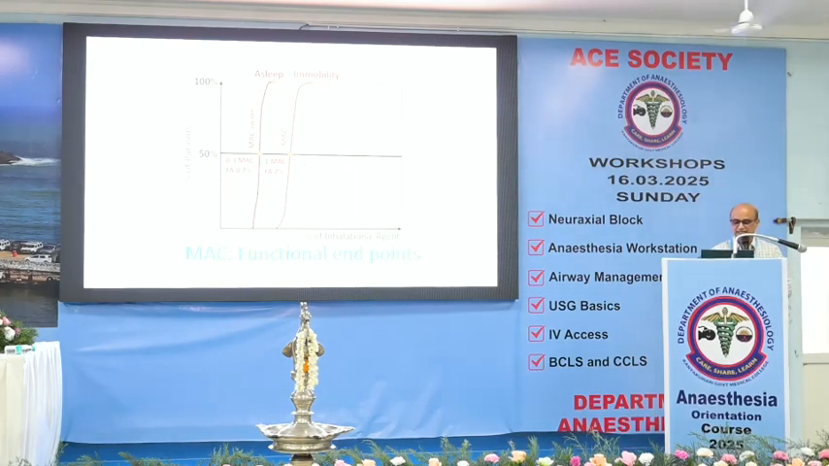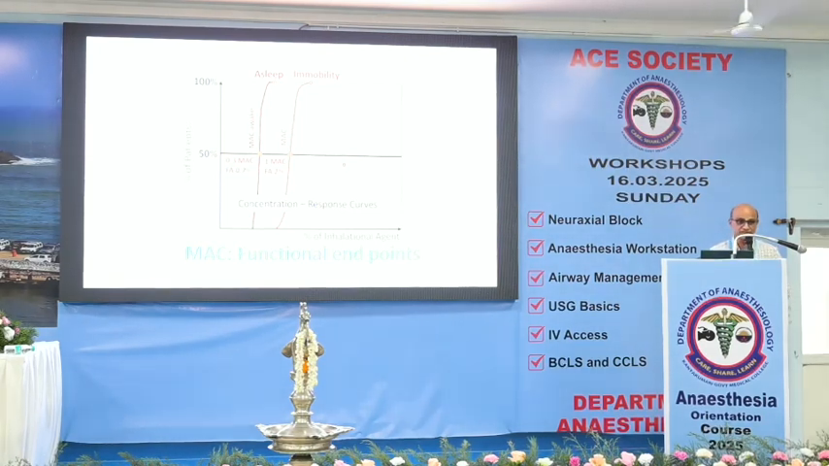Now look at these graphs. These are called MAC graphs, and there are three components which determine these concentration response curves. Now, what do you mean by concentration? The concentration of an anesthetic or inhalational agent required to produce a particular response. And that response is the motor movement or purposeful movement. What concentration would be required to suppress that movement in a patient so that the depth of anesthesia is maintained?